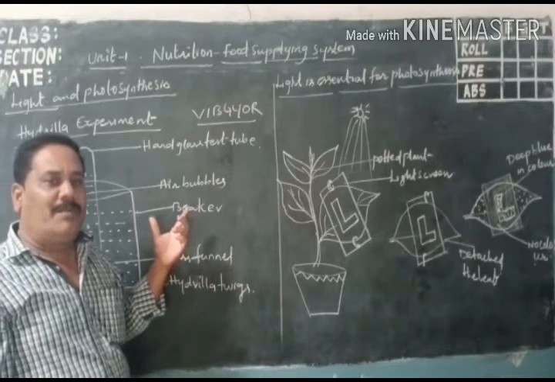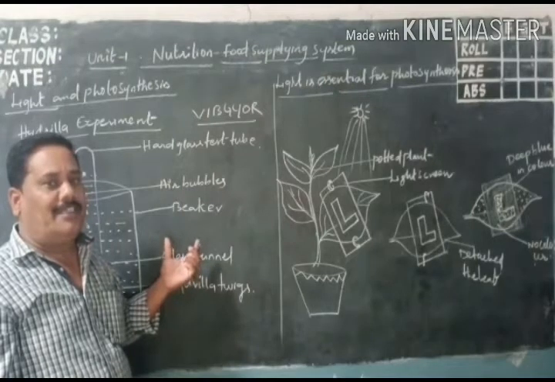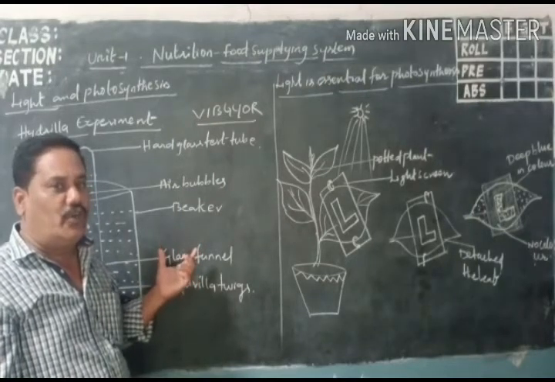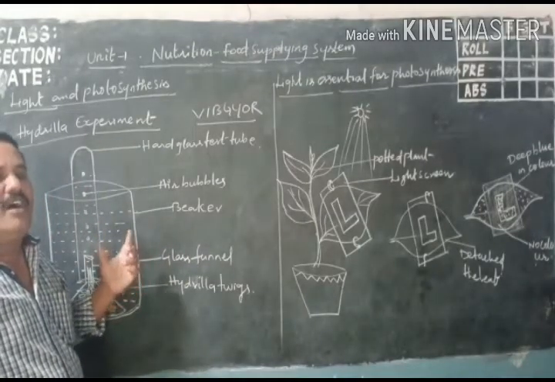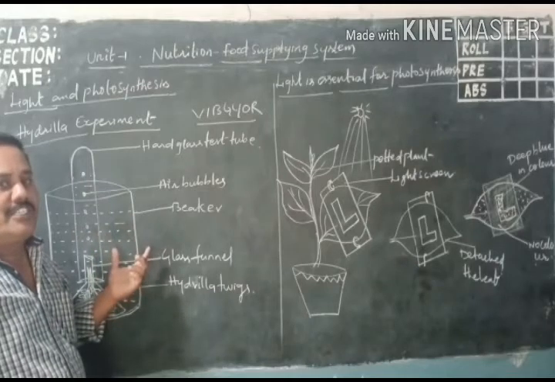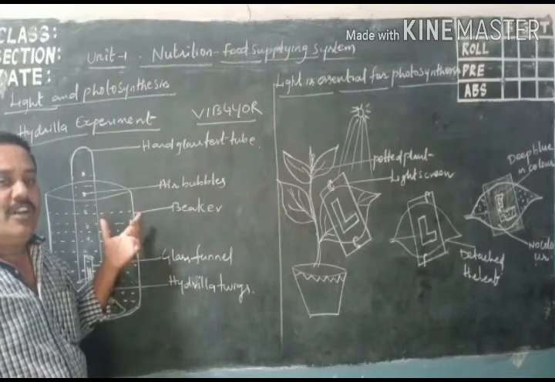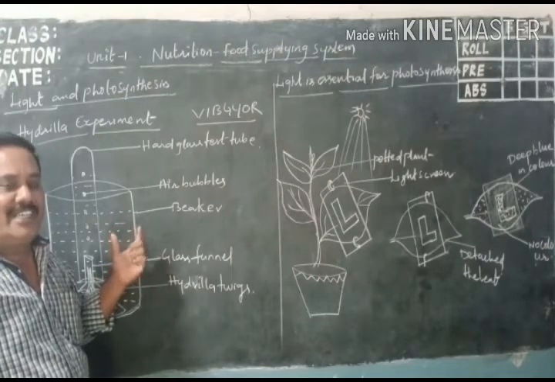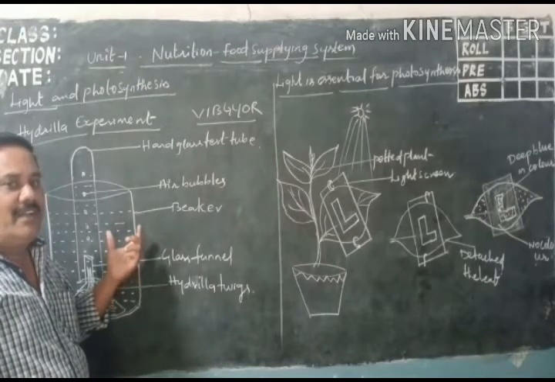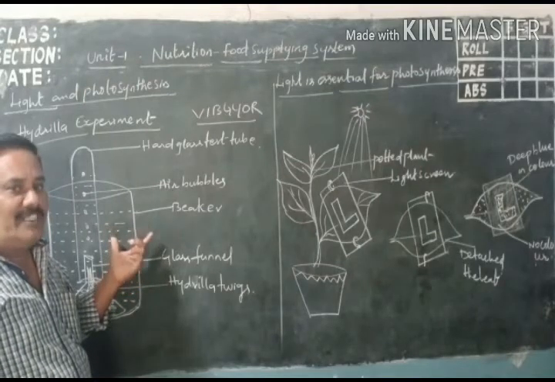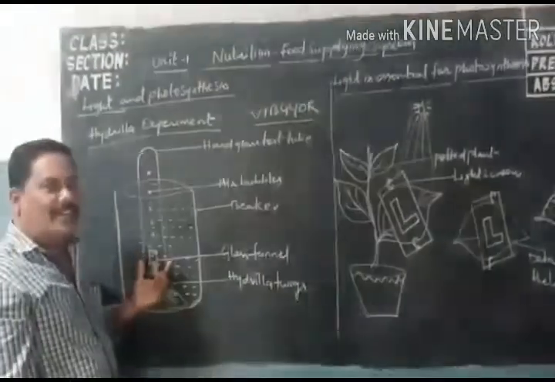Now, many of the aquatic plants, algae, some of the Hydrilla, Vallisneria, Utricularia, many of the aquatic plants release air. What air is released? Oxygen is released. How is the oxygen released? With the help of light. What light? Sunlight. The scientist Jan Ingenhousz showed that aquatic plants release air, which means oxygen is released.